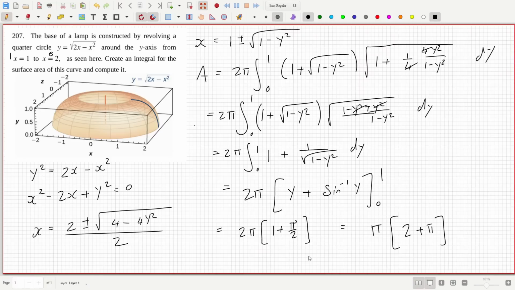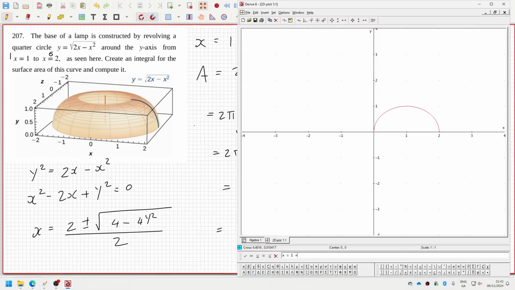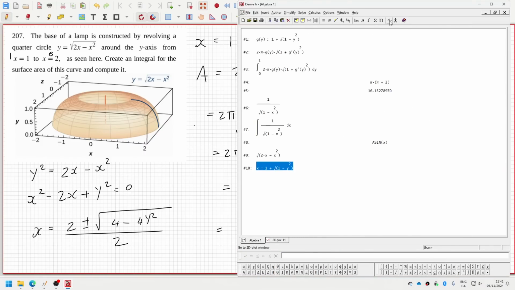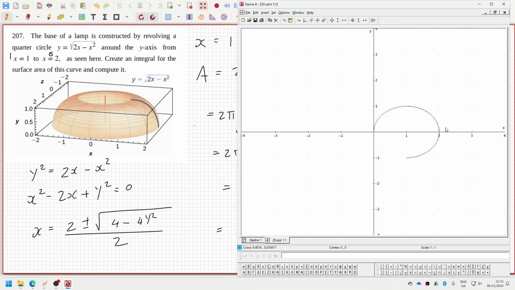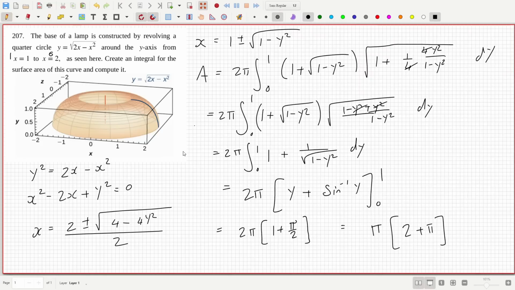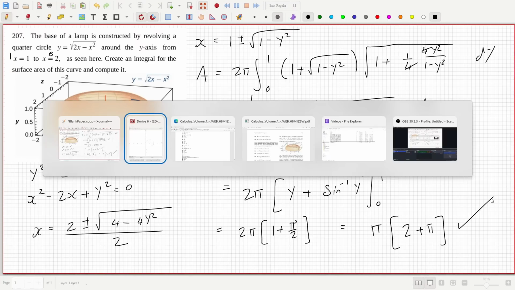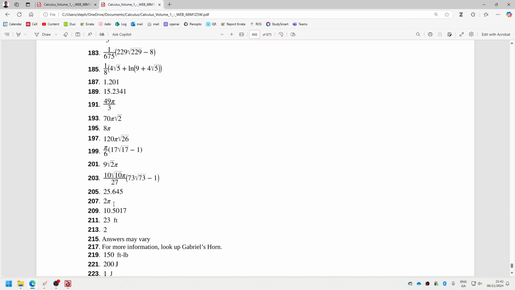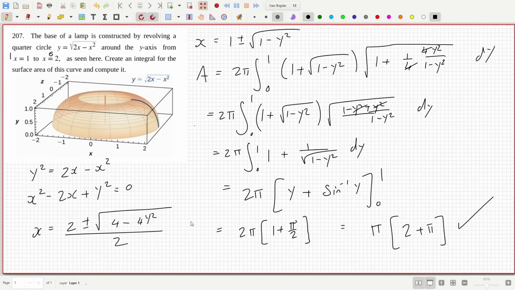So if I type in x equals 1 plus square root 1 minus y squared, and then graph that, yeah, no, that's the right side. And then from 0 to 1. Yeah, okay, so I think it's this. That's the answer I got. That's the answer the software got. And then if I look at 207, it's not quite 2 pi. So maybe I'll open a ticket.